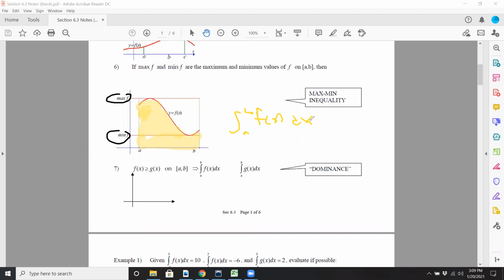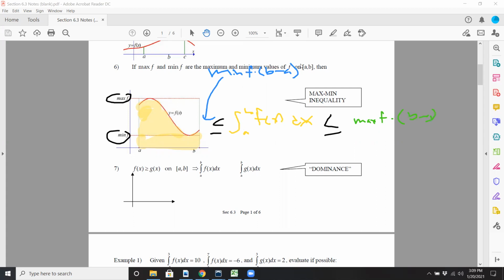Now we expect this, it's called an inequality property for a good reason. We expect this to happen: the minimum value of f times b minus a, and the maximum value of f times b minus a, and of course, the integral in between.